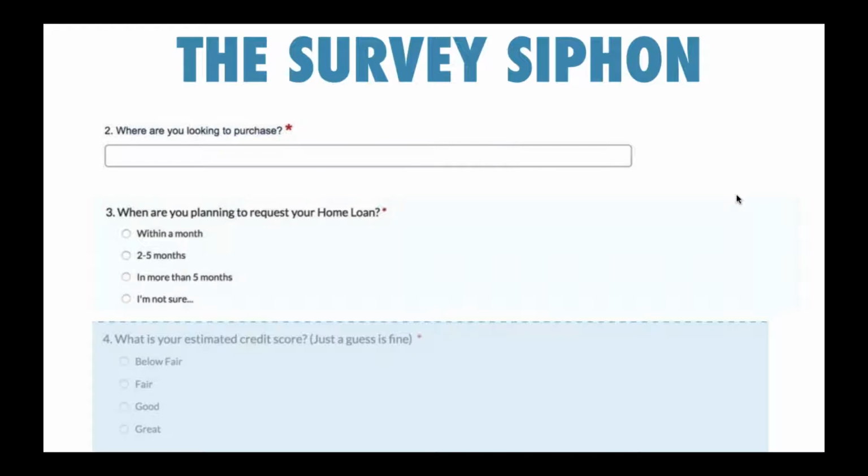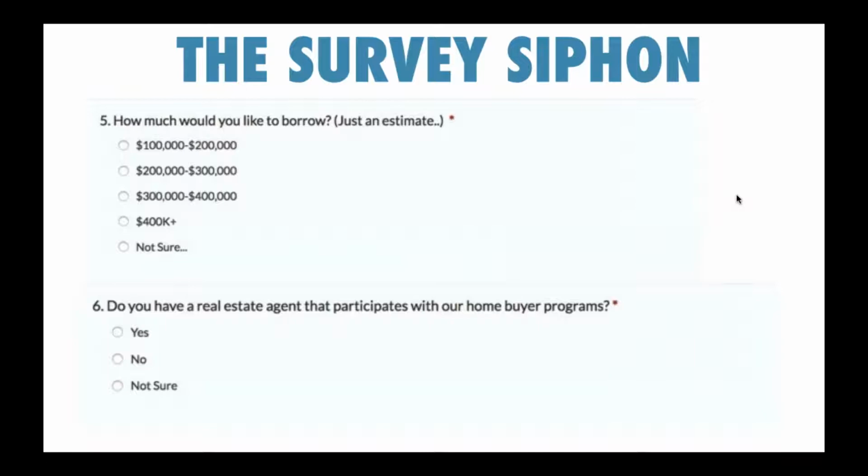So it says, where are you looking to purchase, so that they can tell you whether or not they're a lead in your local marketplace or not. When are you planning to request your home loan? Within a month, 2 to 5 months, more than 5 months, or I'm not sure. And then what is your estimated credit score? Just a guess is fine. And they're saying below fair, fair, good, or great. How much would you like to borrow? Just an estimate. And they tell us what the loan amount is going to be.